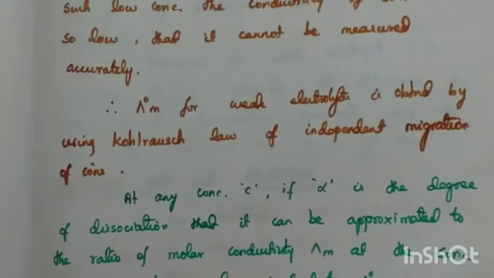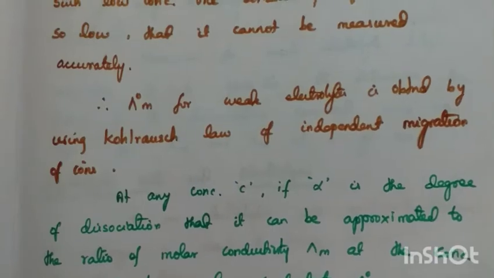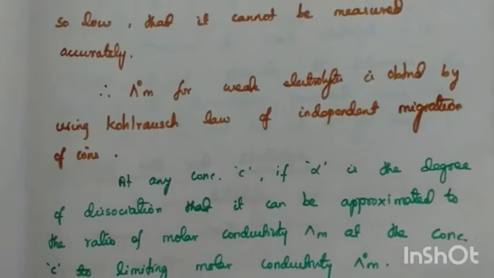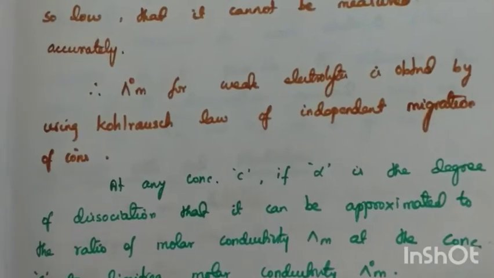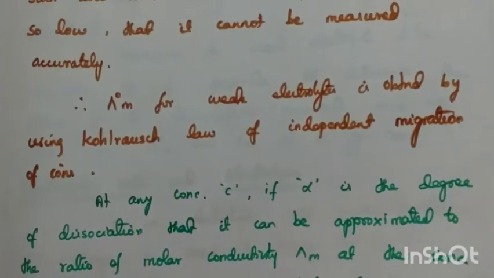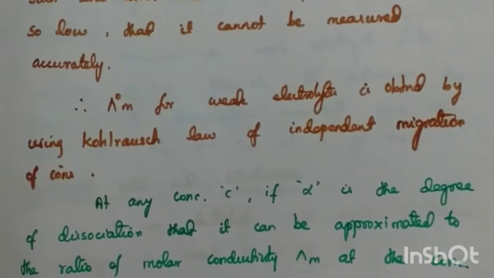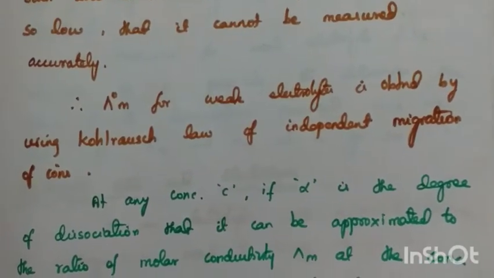And the Λm⁰ for a weak electrolyte is obtained by using Kohlrausch law of independent migration of ions. This Kohlrausch law is applicable only for a strong electrolyte, but the application of Kohlrausch law is important. That is used to find the conductivity of a weak electrolyte using a strong electrolyte.